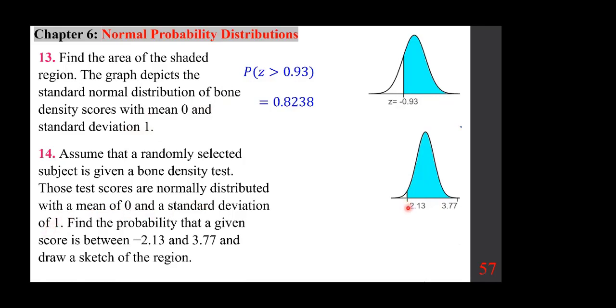We want the area from negative 2.13 to 3.77 using the z-score again. Why is that? I want you to pay attention to this and this. This is the reason. So we are looking at the z-score, look it up, you're done.